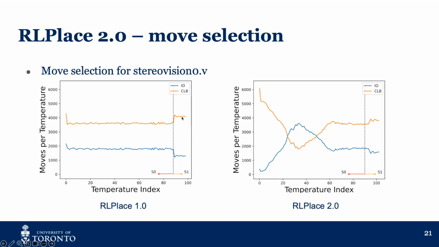On the second stage, when we are focusing more on optimizing timing, the move generators are actually picking the moving block between the highly critical blocks.